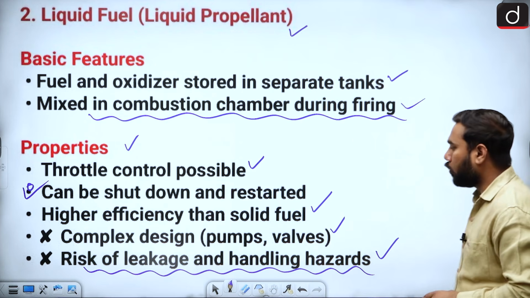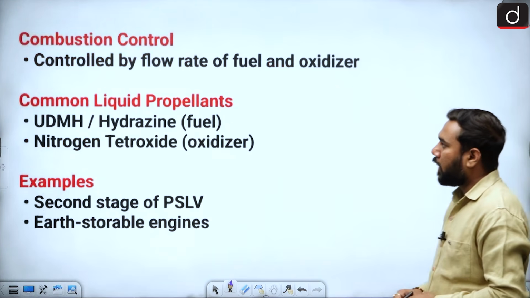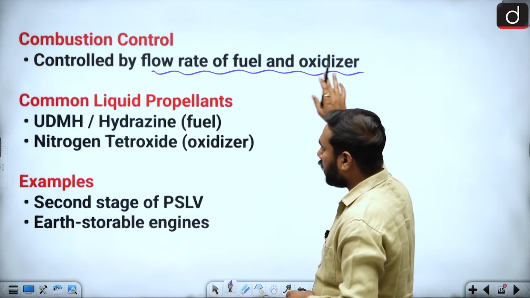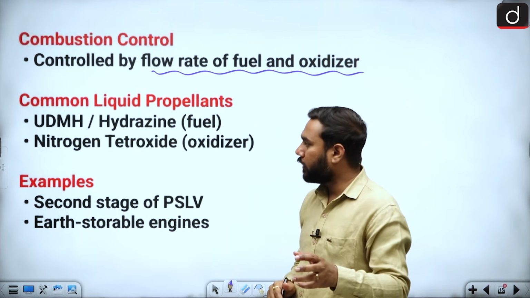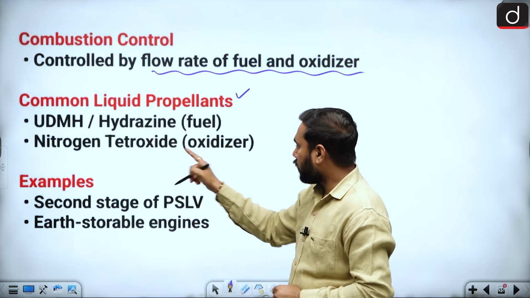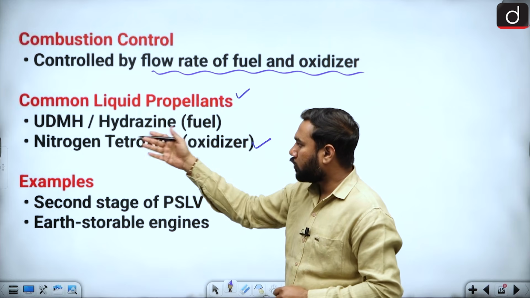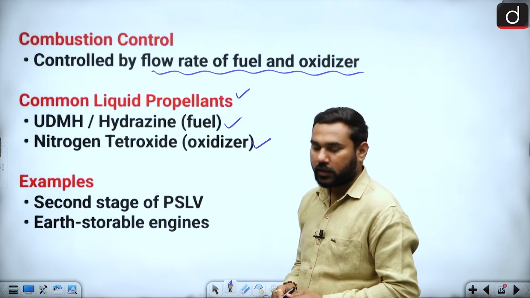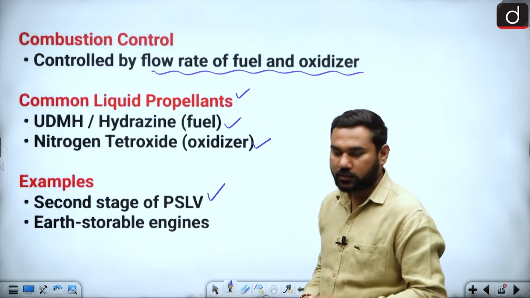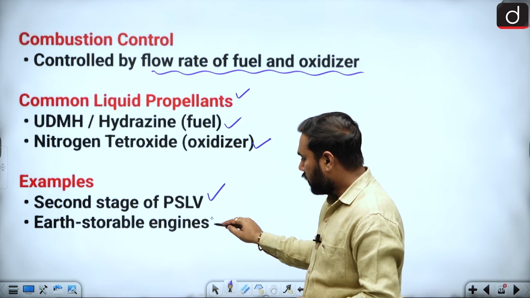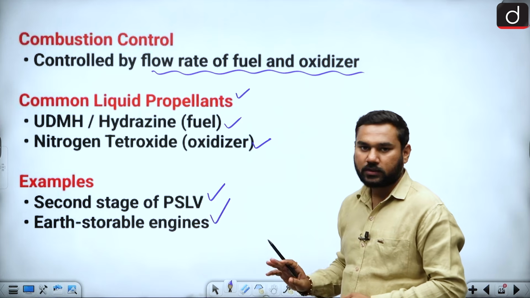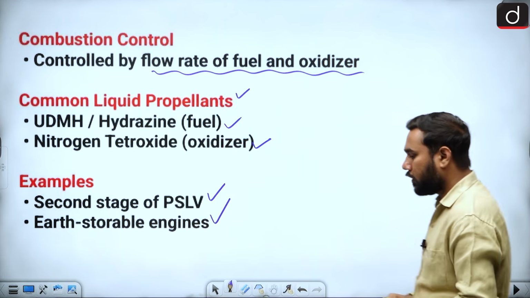We have good control over the liquid engine. Combustion control is there because we control the flow rate of fuel and oxidizer. But which kind of liquid propellant is used? Nitrogen tetroxide for the oxidizer and UDMH or maybe hydrogen for the fuel. Clear? For example, the second stage of PSLV is basically a liquid stage, and earth storable engines can be used in the liquid type.